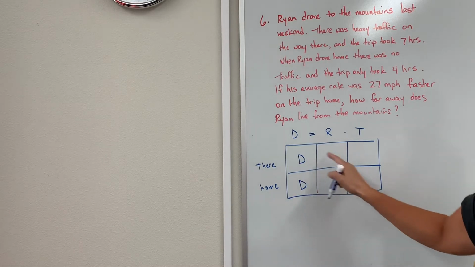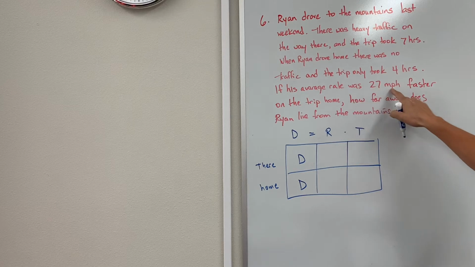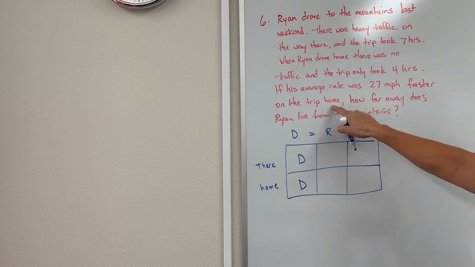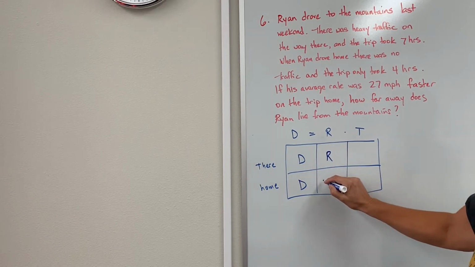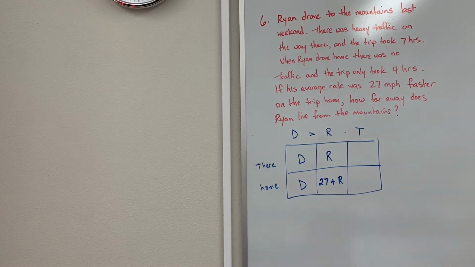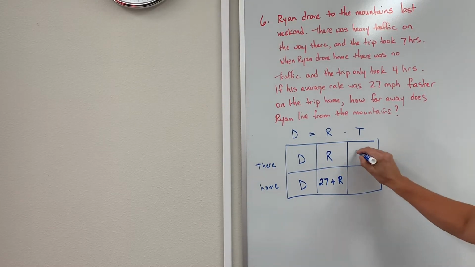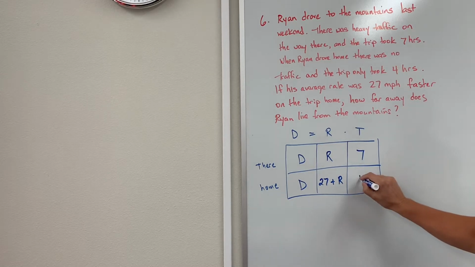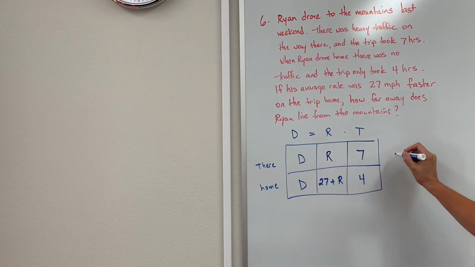Okay, what was his rate on the way there? So let's see. His average rate was 27 miles per hour faster on the trip home. So I don't know his rate on the way there, so I'm going to call that R. But on the way home, it was 27 more than R, because he was going faster on the way home than he was on the way there. And then finally, they did tell us on the way there it took him 7 hours, and on the way home it took him 4 hours. So now I have my setup, and I can write each of these as an equation.